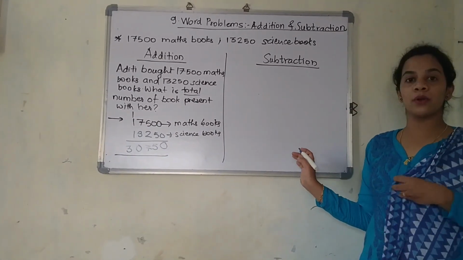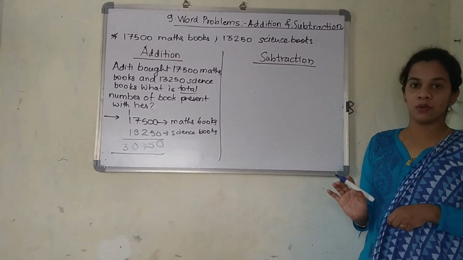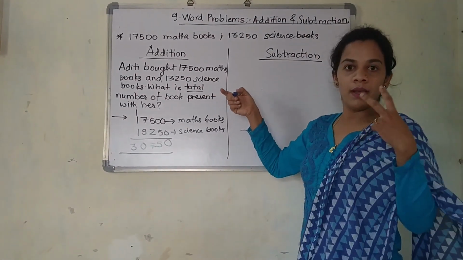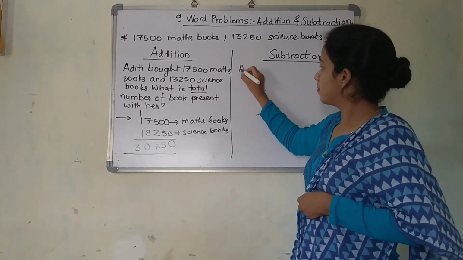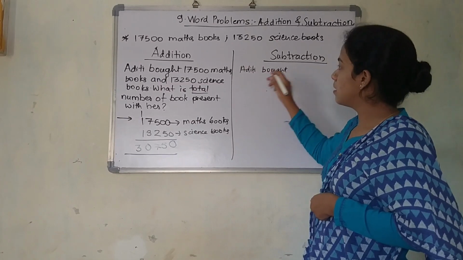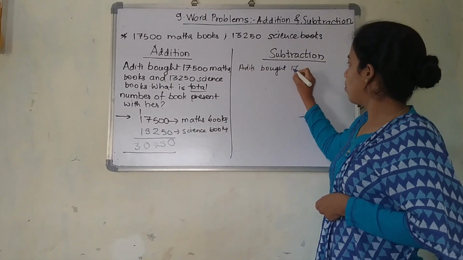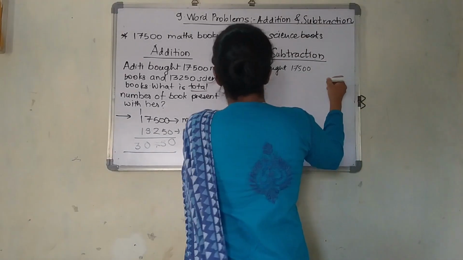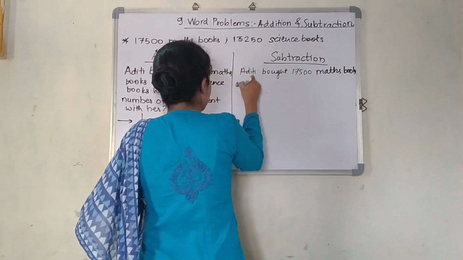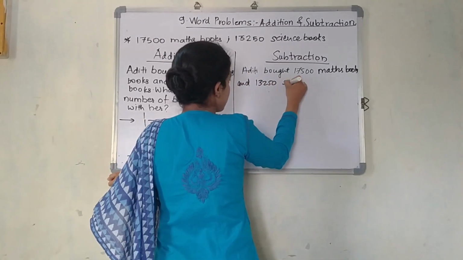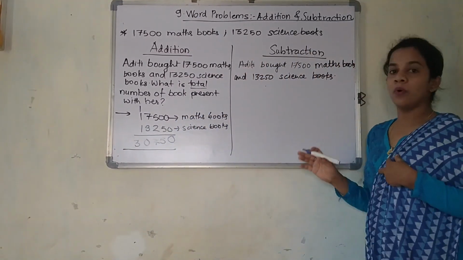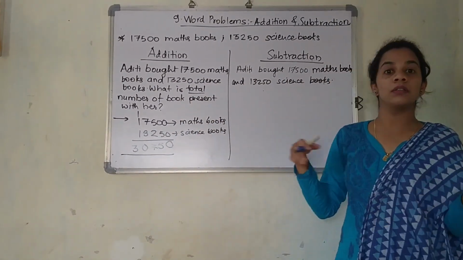So we will go to the next part, that is subtraction. How are we going to form the question? Same, we will use the name Aditi. Why? It will be more convenient for you. Aditi bought 17,500 maths books and 13,250 science books. Okay, this much part is the same. In addition, the question was: what is the total number of books present with her?